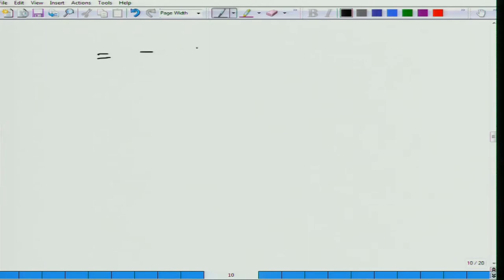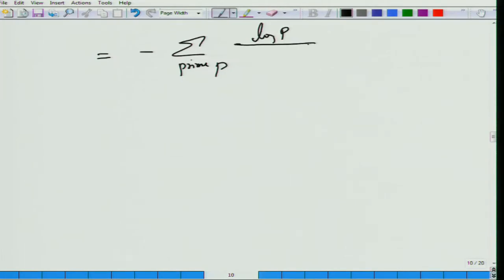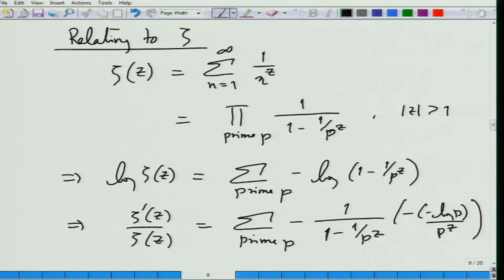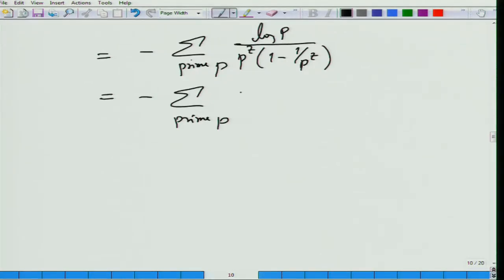So, for that you get the sum, I am taking the minus outside, sum over primes p. And then you get log p at the top, because that minus minus becomes a plus, and here you get p to the z. So, I write it as p to the z times 1 minus 1 by p to the z. Now, I express 1 minus 1 by p to the z as a geometric series. Sum over prime p, log p times p to the z, of course, and then this geometric series, which is j going from 1 to infinity, 1 by p to the j z.